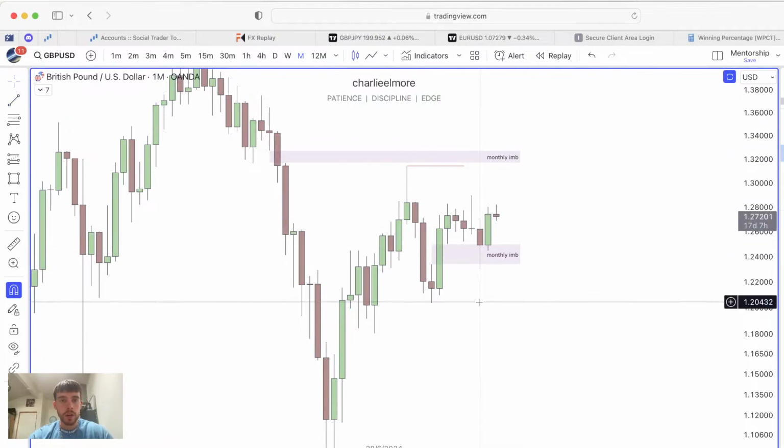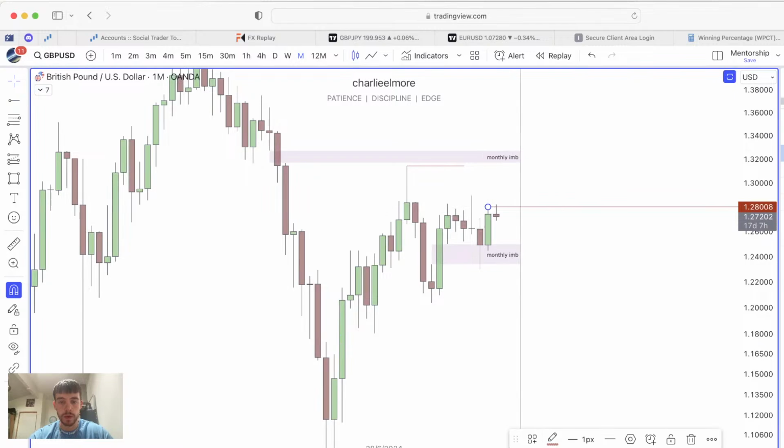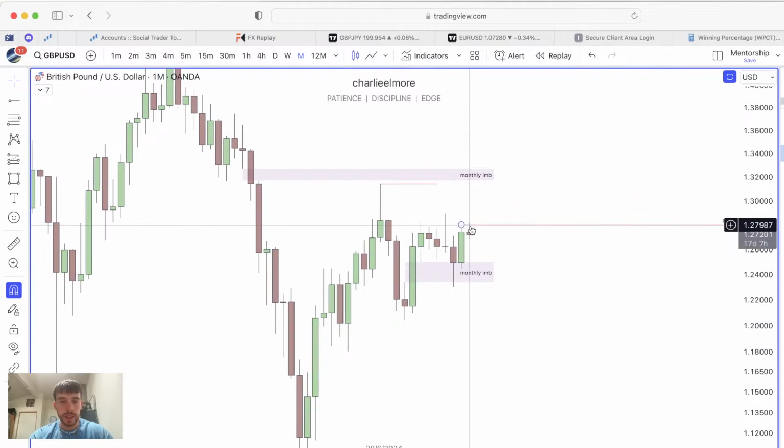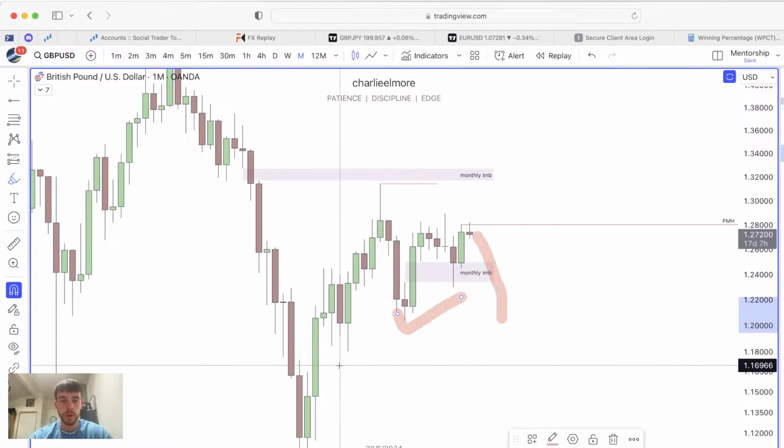What price has done on this, similar to EU and similar to the DXY, is price has took out the previous monthly high, like so. So what we could be seeing is this could be a cause for a pullback. The fact that we've took out that liquidity, that could be a cause for a pullback. I don't think we're gonna start breaking these lows.